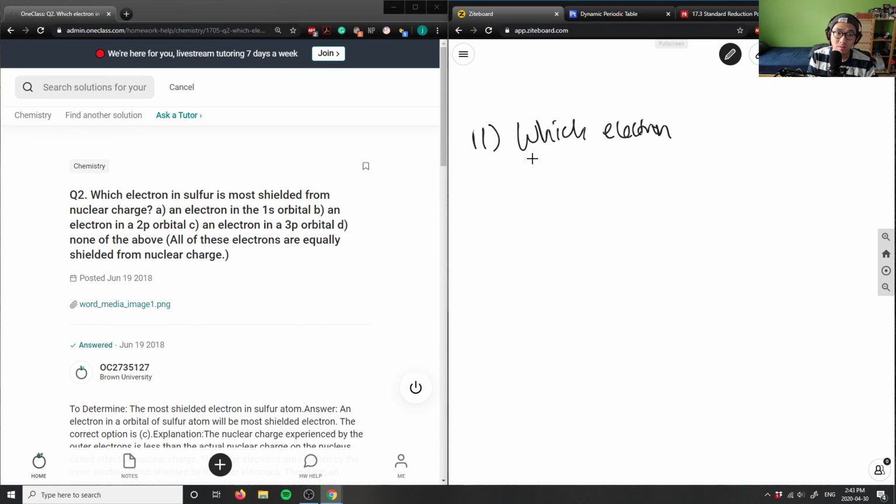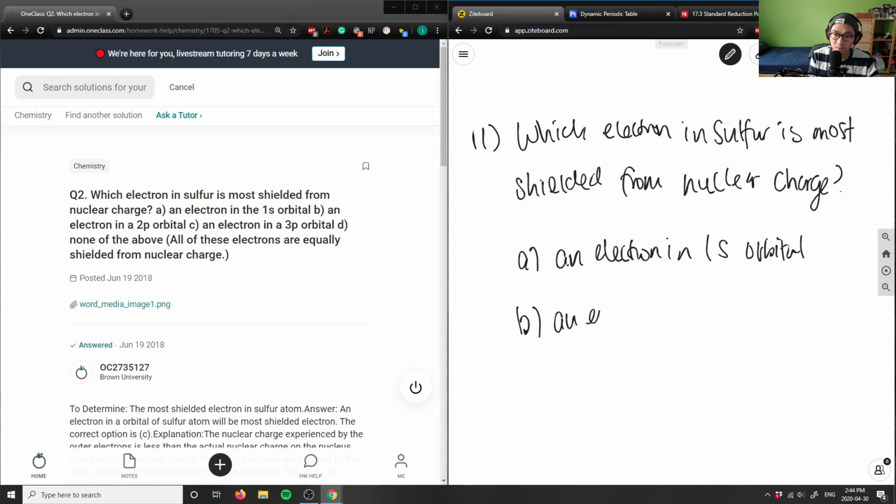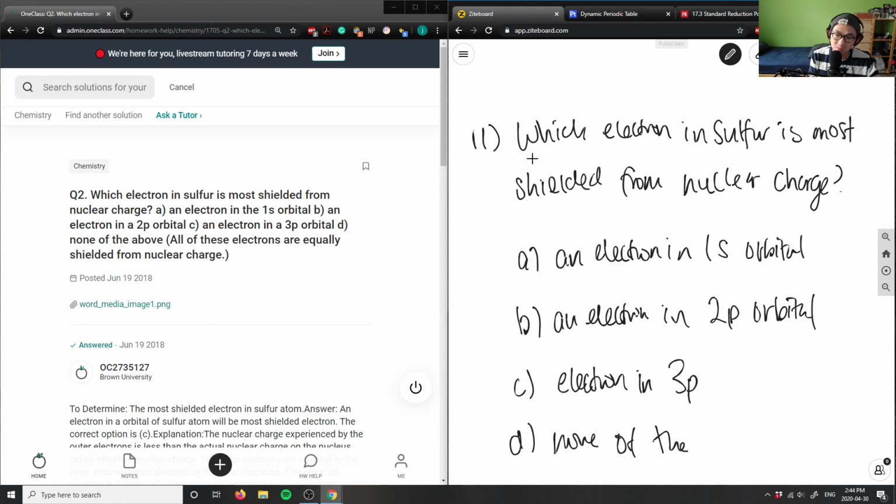It says, which electron in sulfur is most shielded from nuclear charge? And A says an electron in 1s orbital. B says an electron in 2p orbital. C is an electron in 3p. And then D is none of the above.